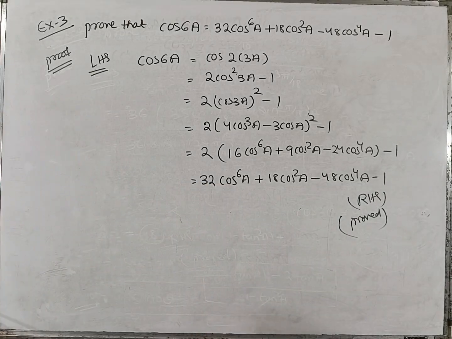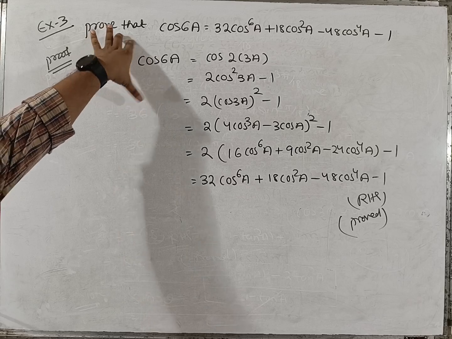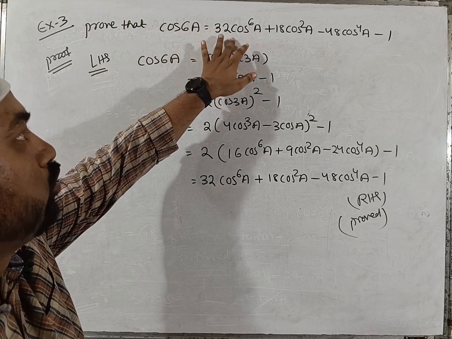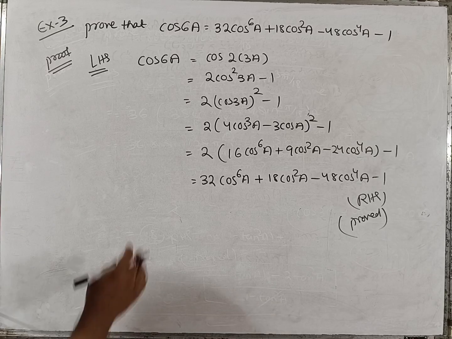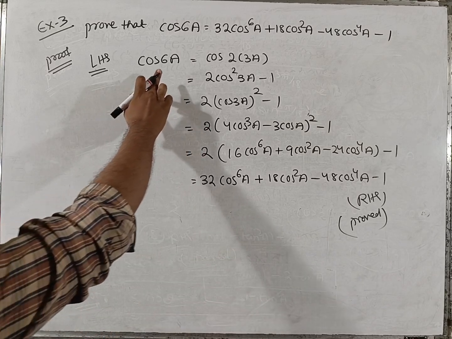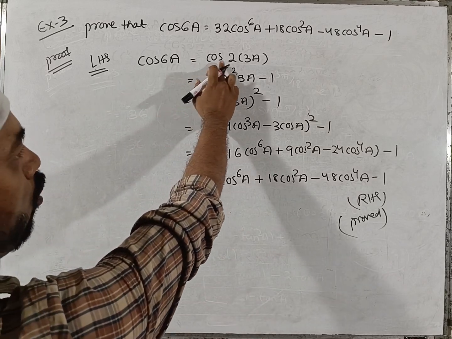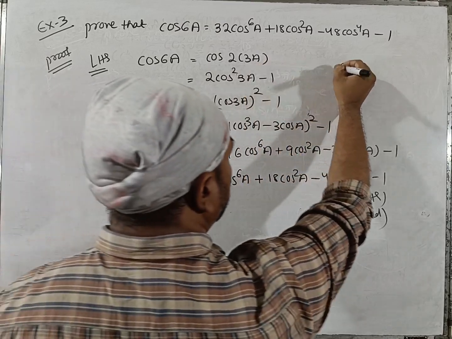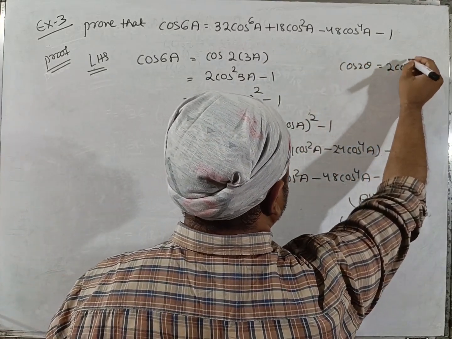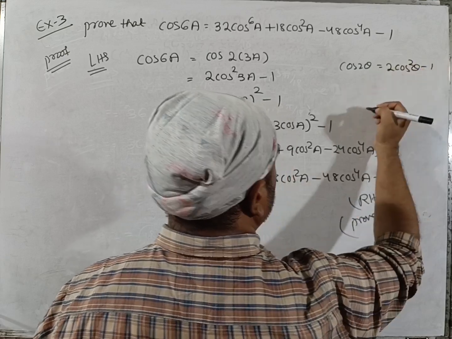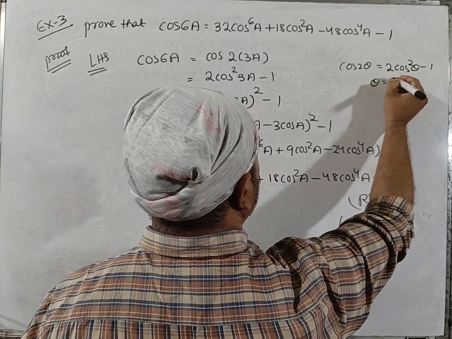So here it is the problem number 3. I have already done the solution for you, and it has been asked to prove that cos 6A is equal to 32 cos to the power 6 A plus 18 cos square A minus 48 cos to the power 4 A minus 1. So first of all, we have to convert cos 6A in terms of cos 2 into 3A. That means we have to convert it in the form of cos 2 theta, that is, it is 2 cos square theta minus 1. And here theta is equal to 3A.